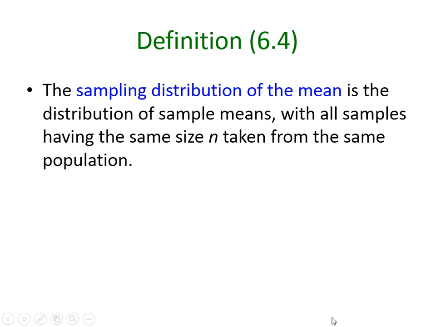So, definition. The sampling distribution of the mean is the distribution of sample means with all samples having the same size n taken from the same population. All right, so what this is telling me, a couple different things to pay attention to. One is that we're keeping it the same size. So I think I've got the next page having an example.